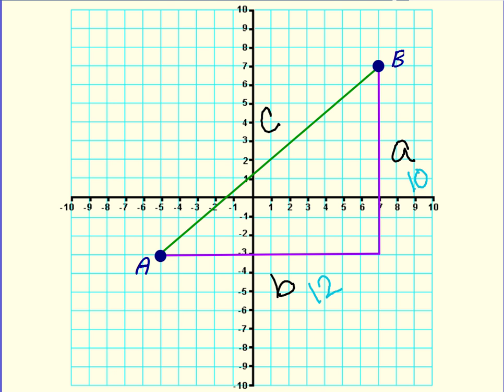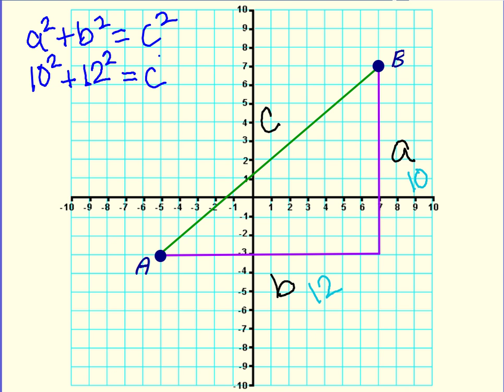So now I would use Pythagorean theorem to help me find my missing length C. So again, if a squared plus b squared equals c squared, and a is 10, that means 10 squared, and b is 12, that's going to be 12 squared, has to equal my missing side length squared. 10 squared is 100. 12 squared is 144, has to equal c squared.